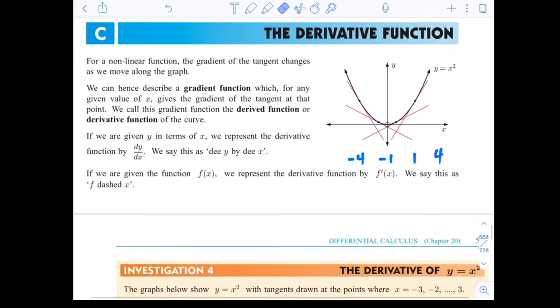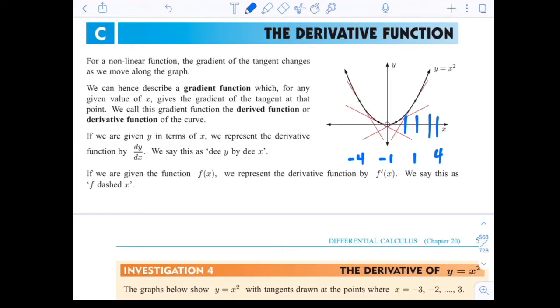So basically what it says is, for a nonlinear function, the slope or gradient of the tangent changes as we move along the graph. So we saw that. It would change from negative to positive. Then it says we can therefore describe the gradient function or slope function which, for any given value of x, gives the gradient of the tangent at that point. So the slope at that point. We call this a gradient function or the derived function or the derivative function.